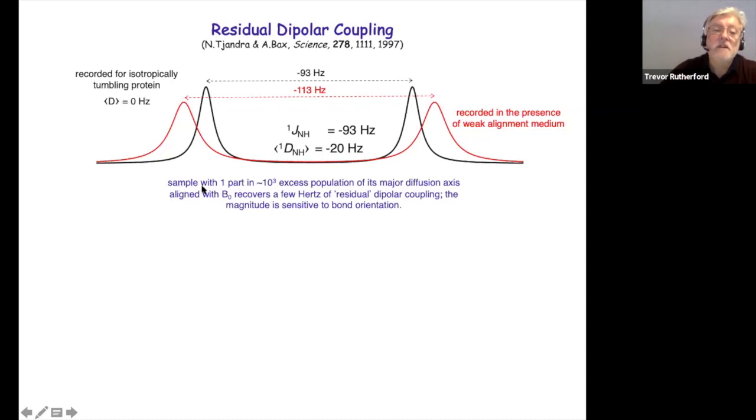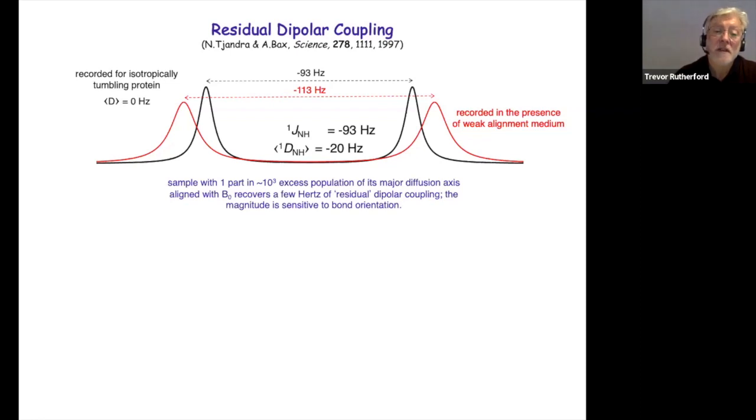So this occurs where we've got a sample where we have 1 part in 10 to the 3 excess population of its major diffusion axis aligned with the B0 field. And we've managed to recover this few hertz of residual dipolar coupling. That may look absolutely underwhelming when we see it as a diagram like this.